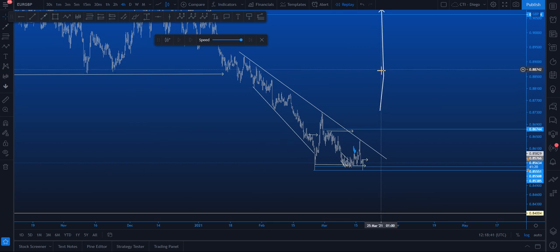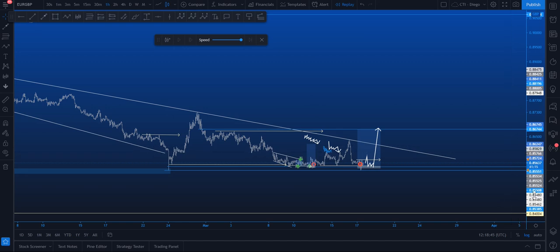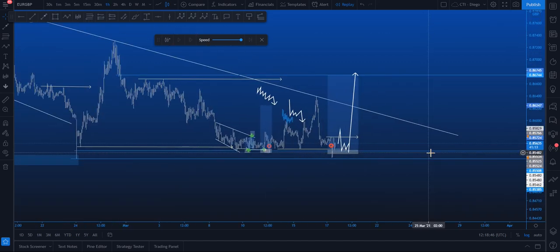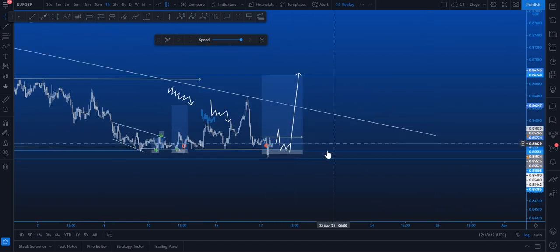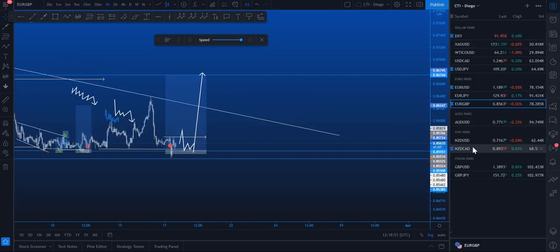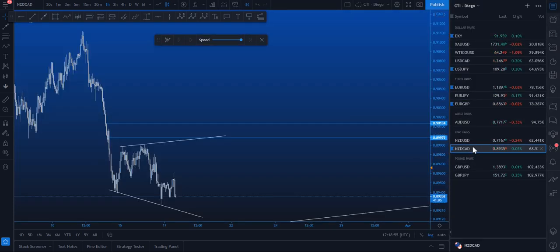Really, it's all about remaining patient and letting the market come to you. So that's it for Euro Pound. I just need to wait for it. So that's it. Next on the watch list is New Zealand CAD. New Zealand CAD is a pretty basic, simple setup.